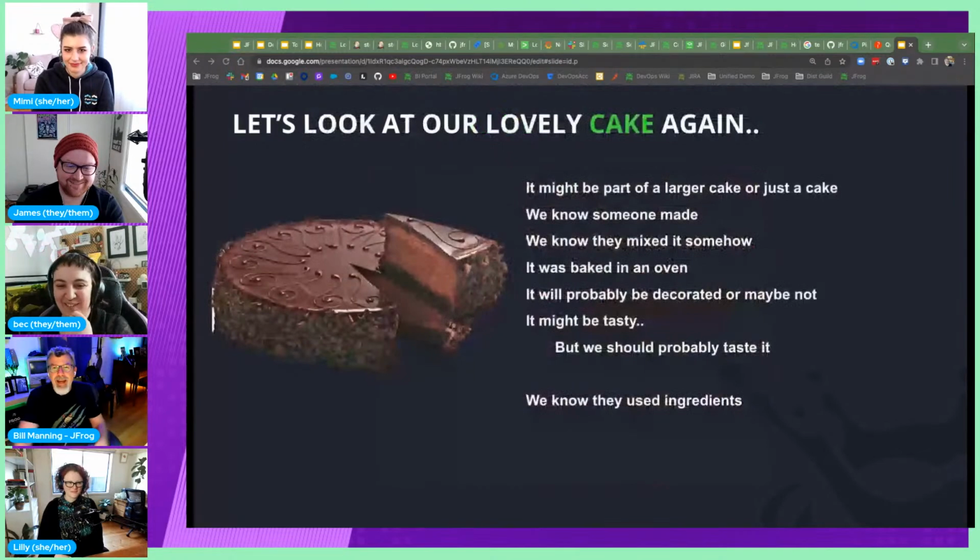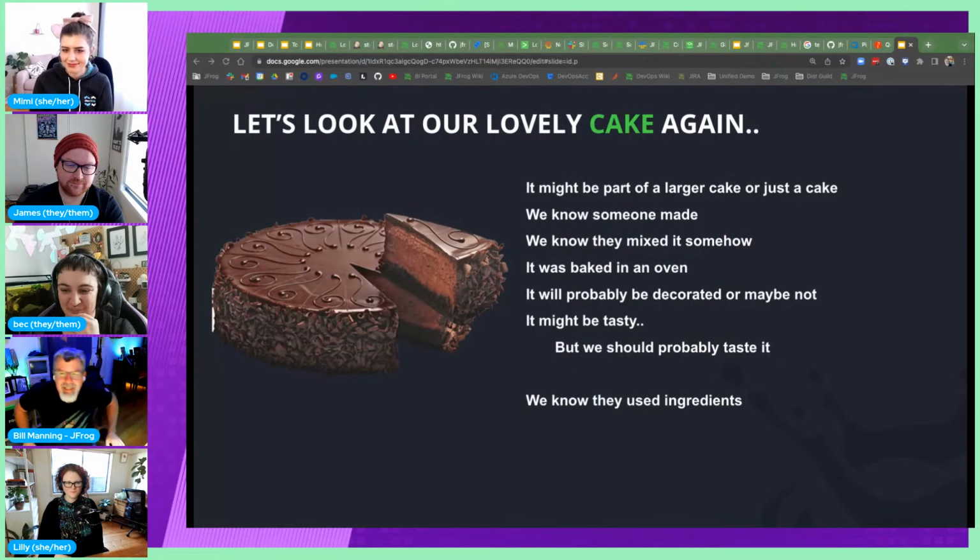So let's go back, right? Let's look at this cake, guys. We know a lot about it. It's cake. It looks pretty delicious, right? It's got some really funky frosting on it. We know that somebody made it somewhere. It could have been a machine or a person. Could have been automated. Who knows?